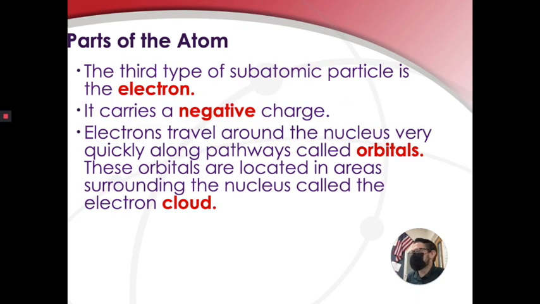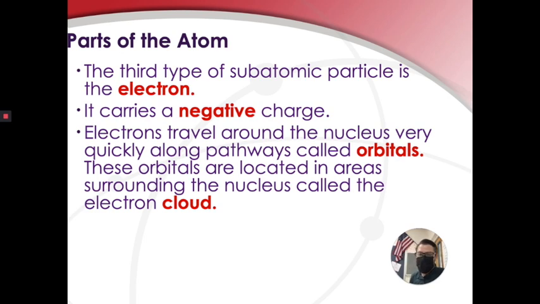The third type of subatomic particle is the electron. The electron is found on the outside of the nucleus. So electrons are zooming around the outside of the nucleus. And electrons have a negative charge. The movement of electrons is what we call electricity. So you plug something into the wall socket, what's powering that electrical device, like a blender or whatever, is the flow of electrons. The movement of electrons is electricity.